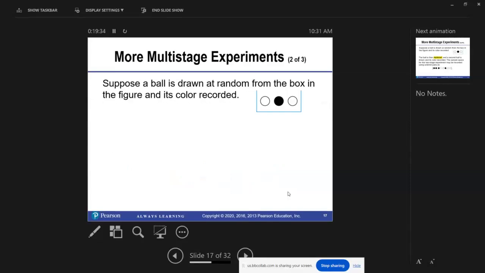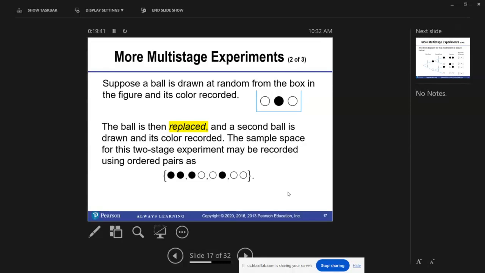So suppose a ball is drawn at random from the box in the figure and its color is recorded. The ball is then replaced and a second ball is drawn and its color is recorded. So your sample space for this 2-stage experiment might be recorded using the ordered pairs: a colored ball with a colored ball, colored with white, white with colored, white with white. Those are all the potential types of draws that we could have there.